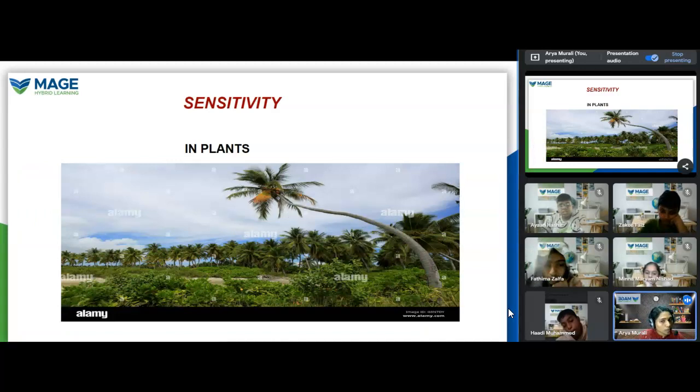Next is this. This is a type of movement also. Have you ever seen plants like this? Yes. Is there anybody who has not seen this type of plant? Actually, this is very common in coastal areas, and you can see it in some other places on normal land too. Here the plant is moving towards the sunlight. Plants need sunlight for photosynthesis, right? So in order to get more and more sunlight, the plant moves in the direction of the sunlight. So it is sensitive to sunlight, right? So this is another type of sensitivity in plants.